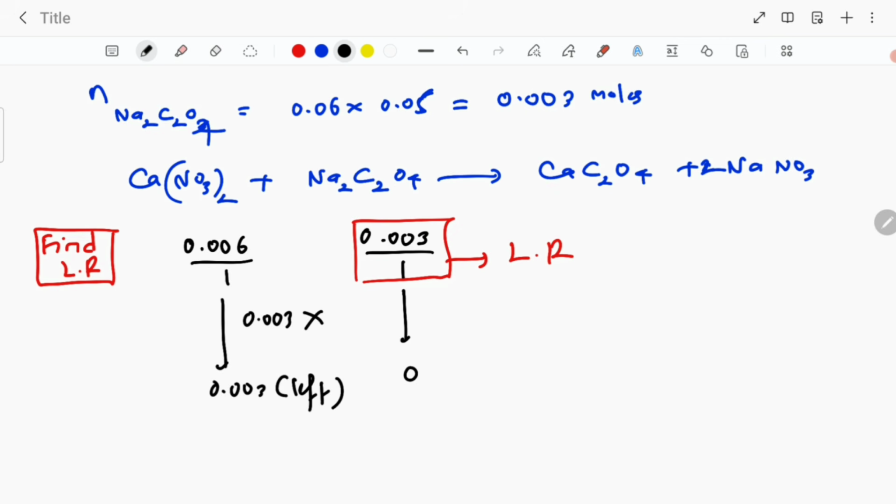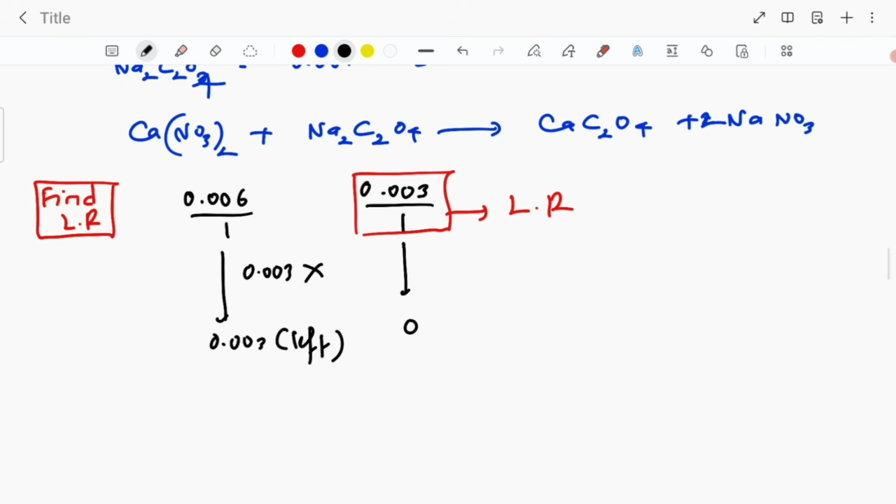Now, how much calcium oxalate will get precipitated? First of all, 1 mole of sodium oxalate gives 1 mole of calcium oxalate. So here you will get 0.003 moles of calcium oxalate. After the reaction is complete, 0.003 moles of calcium oxalate will get precipitated. According to the first option, yes, it is correct.